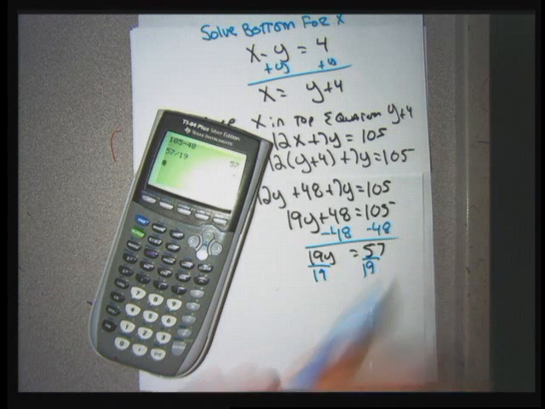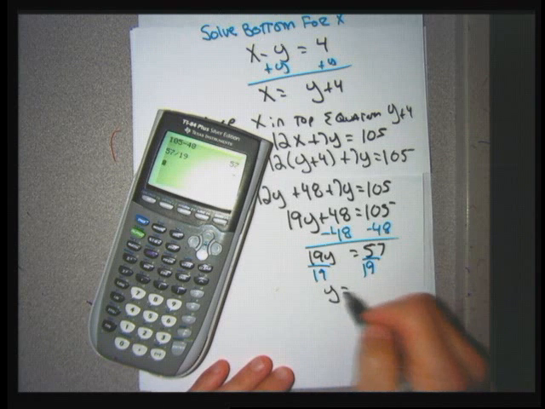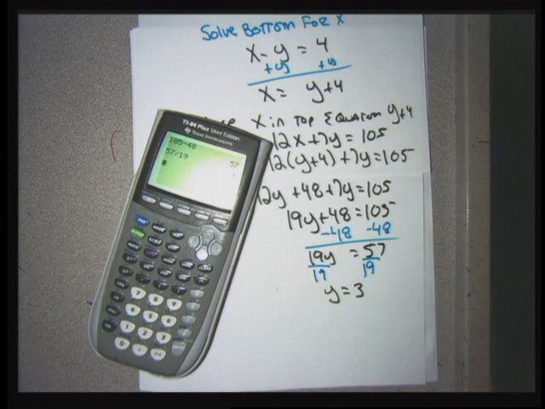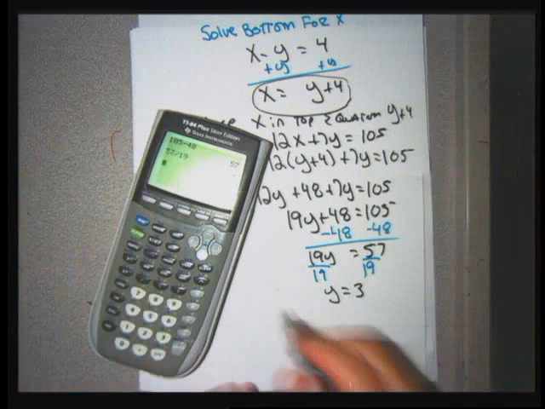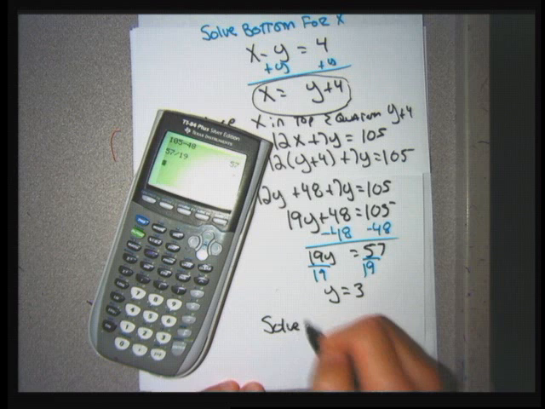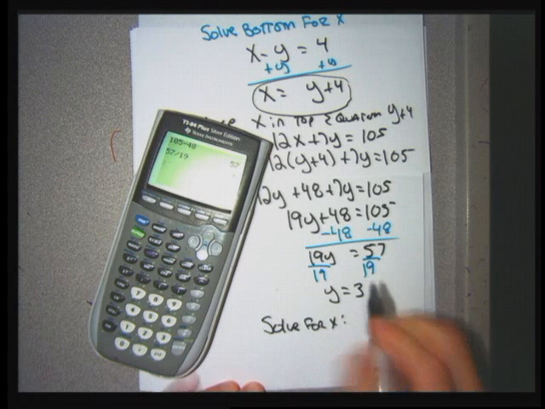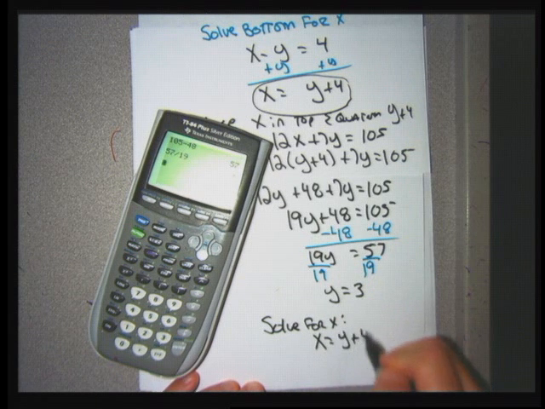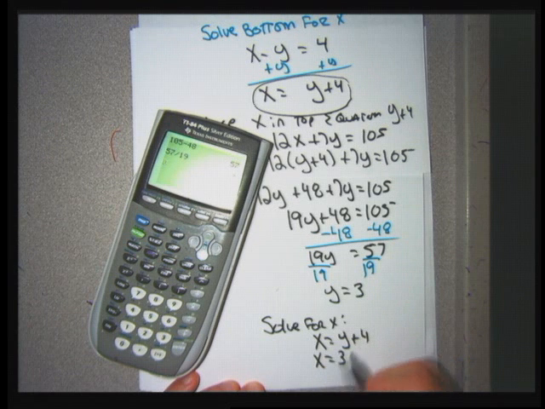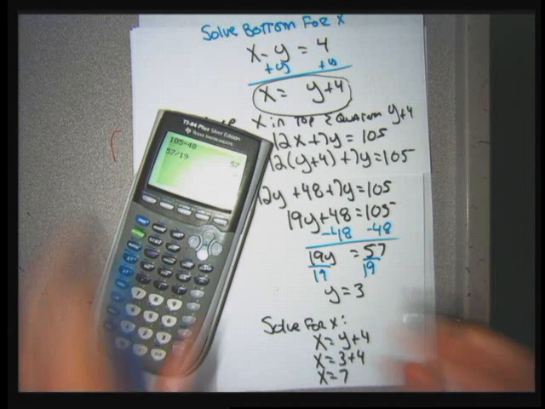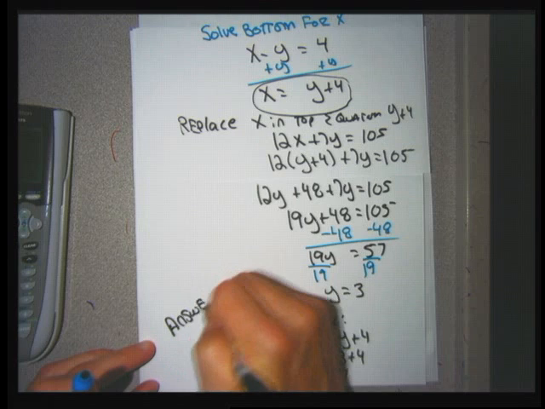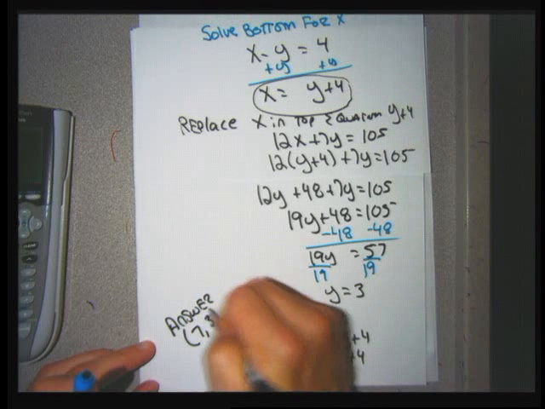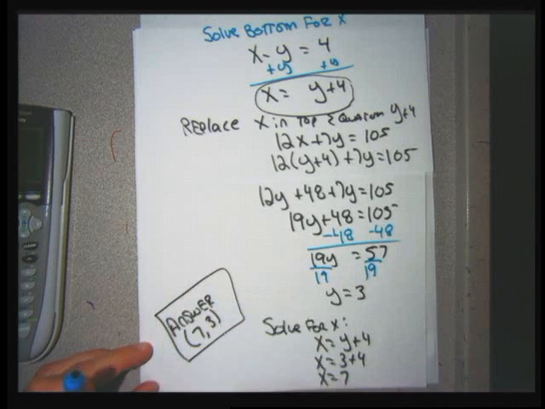I suspected most of the answers weren't going to be fractions. I was surprised that that first one came out to be a fraction. I'm going to solve for x. I'm going to use this x equal to y plus 4. Since I have x equal to y plus 4 and I just came up with y equal to 3, I'm going to get x equal to 3 plus 4, x equal to 7. My answer is going to be 7 comma 3, because my answer is going to be a point. I write the x first, then the y second, even though I calculated the y first.